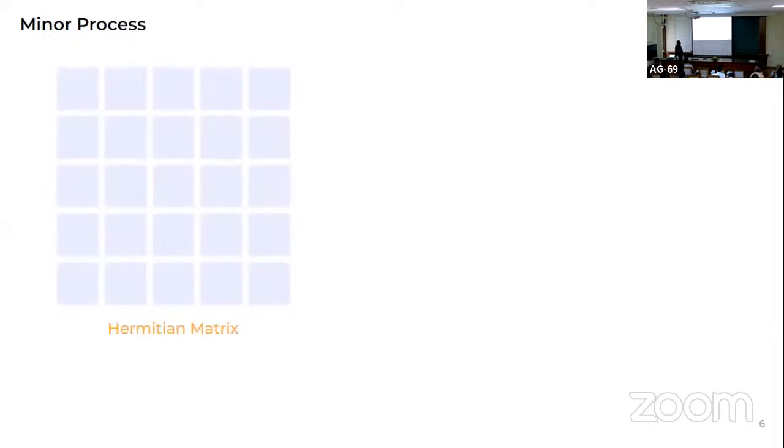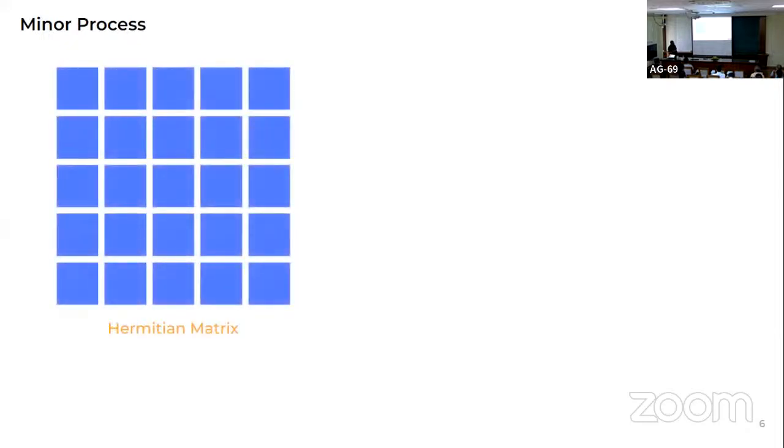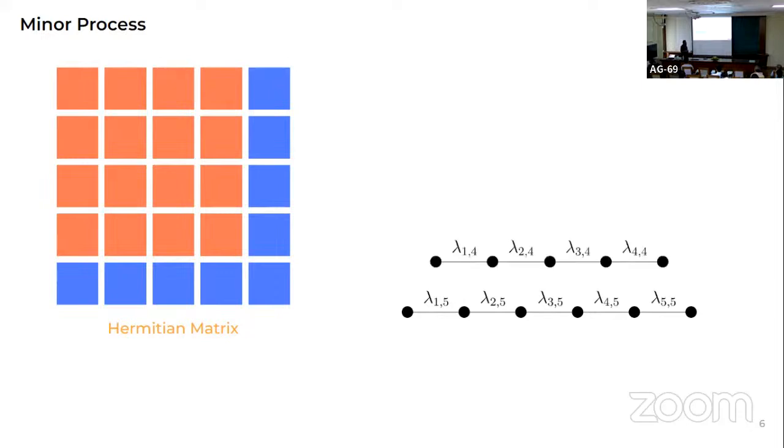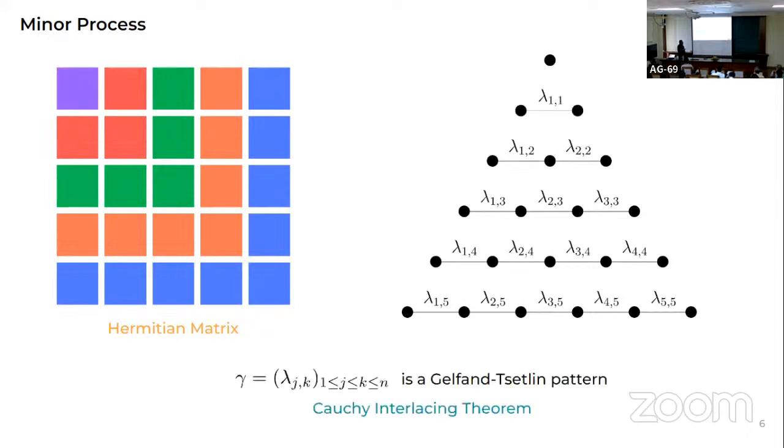I'll describe the minor process. Consider a Hermitian matrix. We take the eigenvalues of this matrix and sort them in non-increasing order. Then we delete the last column and row, so we obtain the minor, and we similarly take the eigenvalues of it and arrange them in non-increasing order. We continue this process for all the top minors and we obtain this collection of lambda jk's. These lambda jk's form a Gelfand-Tsetlin pattern when we do the minor process.